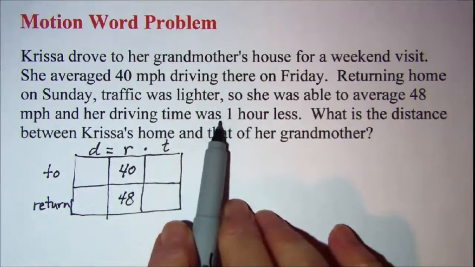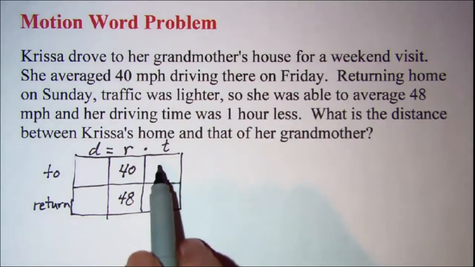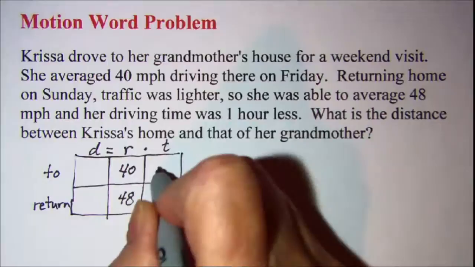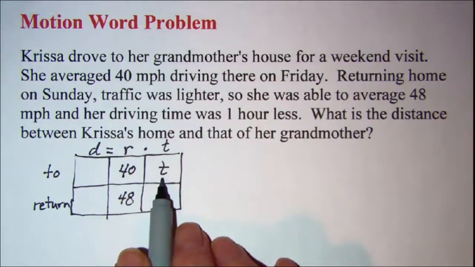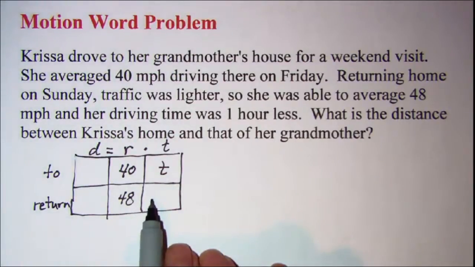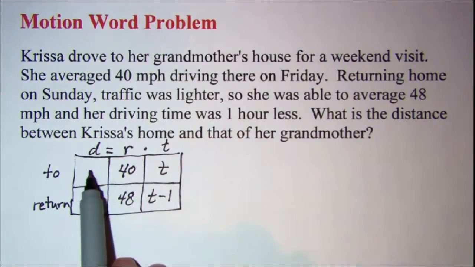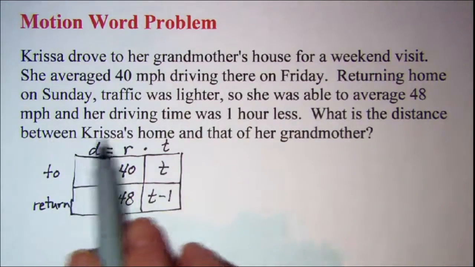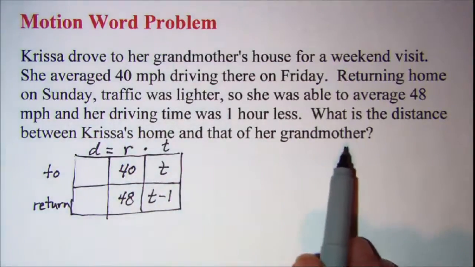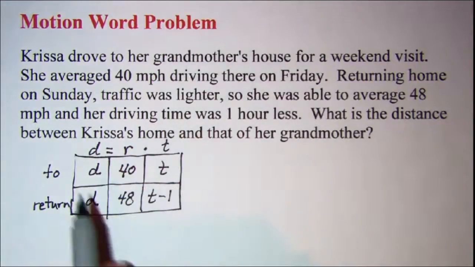That means then that her time returning home was 1 hour less than her time going, but we don't know either one of those. So I'm going to put a T for the time it took her to drive to her grandmother's house, and then 1 hour less would be T minus 1. Now, I don't know anything about her distance to her grandmother's house, and in fact, that's what we're looking for. What is the distance between Krissa's home and that of her grandmother? So I'm going to let that be D, and I know it'll be the same when I return, so they're both going to be D.